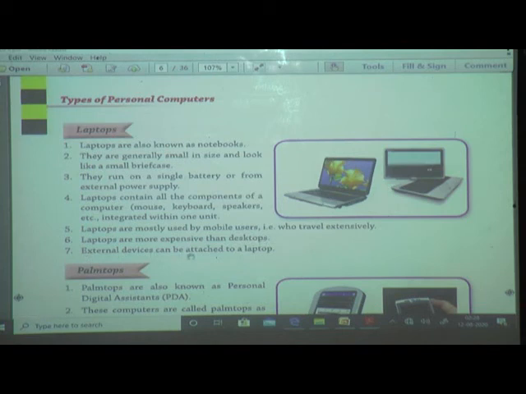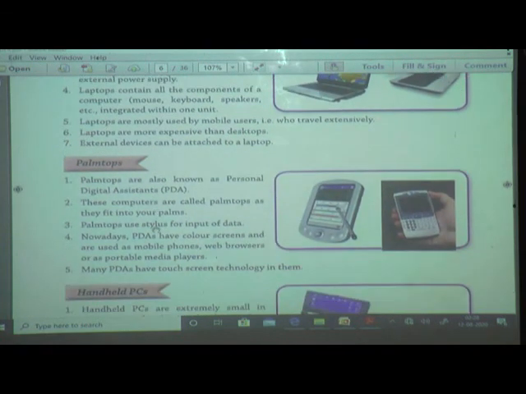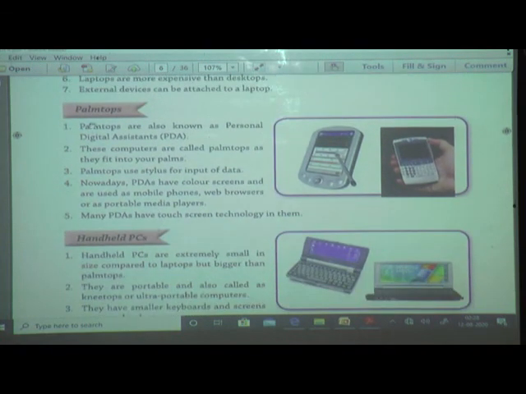External devices can be attached to the laptop. For the desktop computer we can connect a speaker, a printer, and like that we can connect external devices to the laptop also. Okay, understand about the laptop? Now we will see our palmtop.